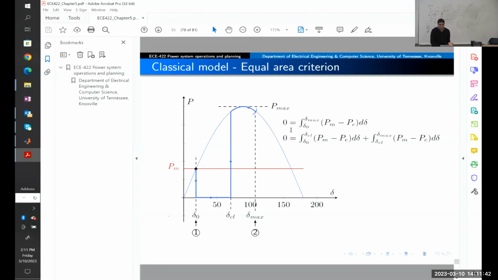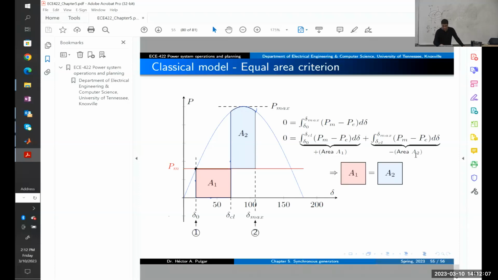So as you can see, as these need to be equal to zero, then we anticipate from here that this integral is nothing else than the area of this first part when we have the short circuit. And this is the area of the second part when we have cleared the fault. This is area 1, this is negative of area 2. So as the two need to be equal to 0, we conclude that in the first swing, area 1 must be equal to area 2. And that's the name, equal area criterion.